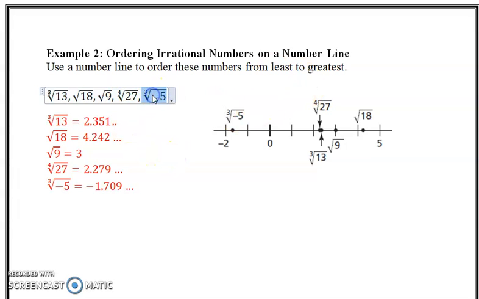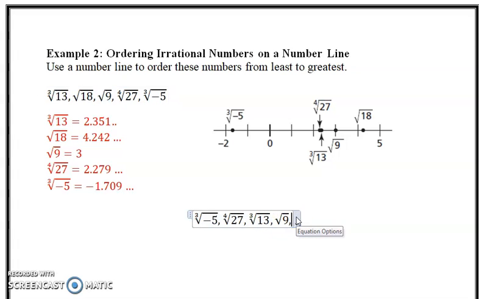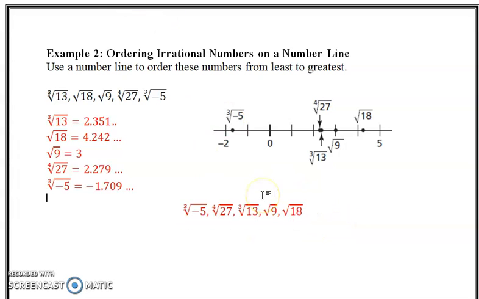In order from least to greatest, it would be the cube root of -5, then the next one was the fourth root of 27, and after that the cube root of 13, and after that the square root of 9, and the last one, the biggest value, was the square root of 18. So we've ordered these numbers from least to greatest, and there they are on the number line.